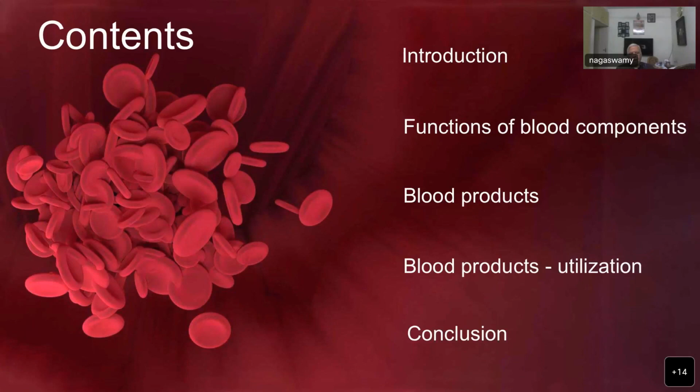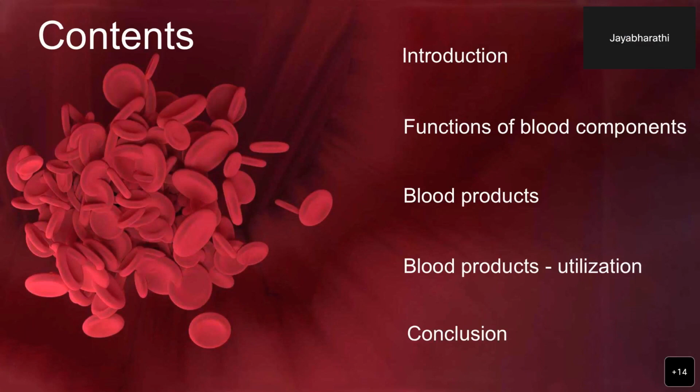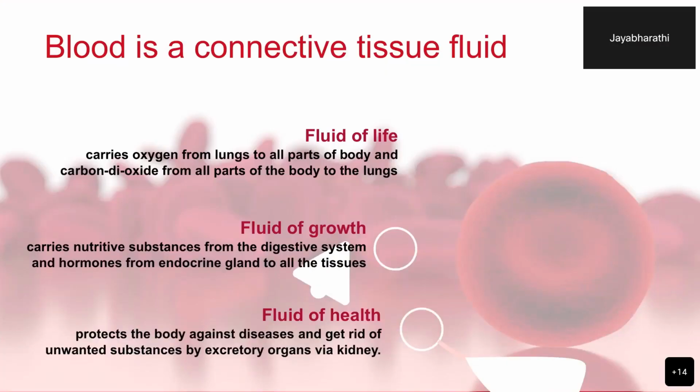Sir, I will be discussing my topic on introduction, functions of blood, components, blood products, utilization, and conclusion. Blood is a connective tissue fluid, which is a fluid for life. That is, it carries oxygen from the lungs to all parts of the body and carbon dioxide from all parts of the body to the lungs. It is also a fluid for growth, which carries nutritive substances from the digestive system. And it's also a fluid for health, which protects the body against diseases and gets rid of the excretory substances via the kidney.